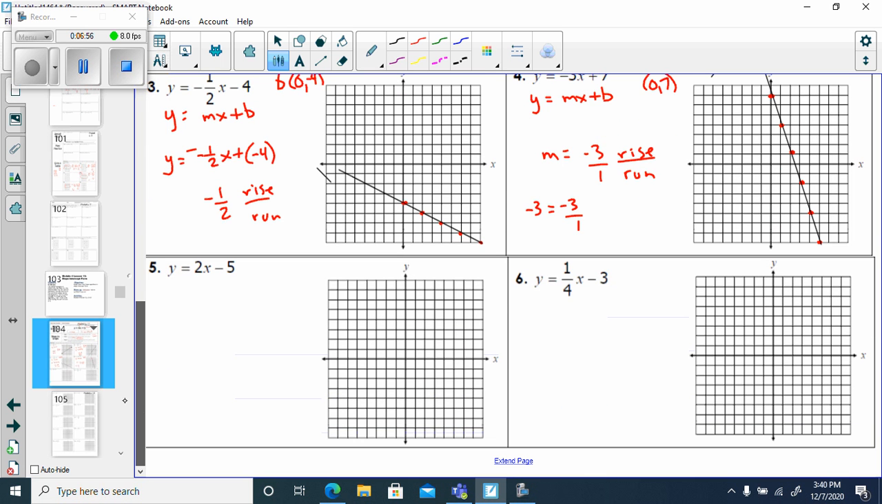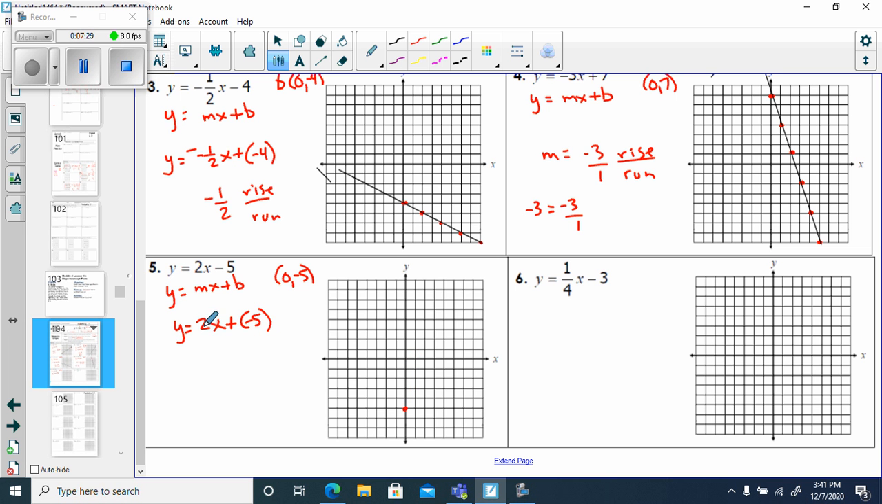Okay, let's look at number 5. Remember our linear equations, y is equal to mx plus b. B is our starting point on the y-axis. But that's a negative. They're subtracting 5 here. Isn't that the same thing as adding a negative 5? So our b is negative 5. That means it's at (0, negative 5). So we go to negative 5 on the y-axis. Down 1, 2, 3, 4, 5.